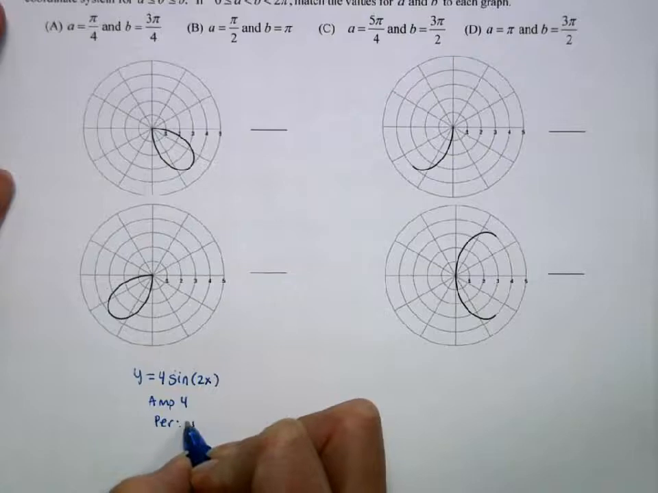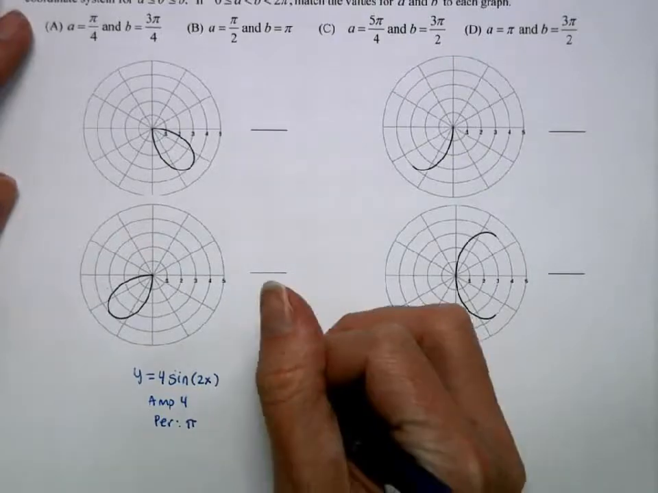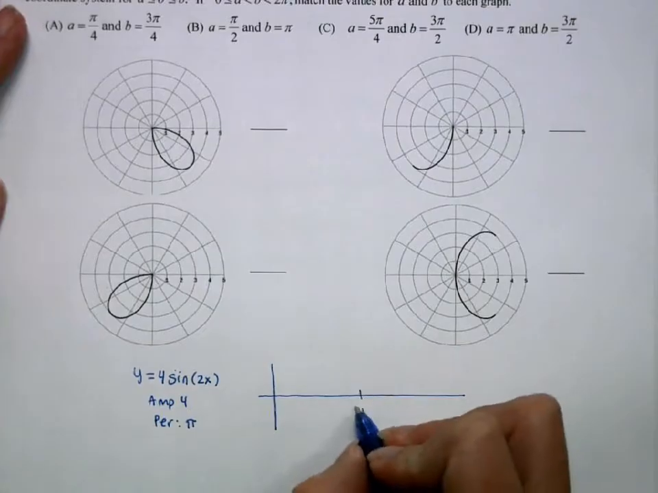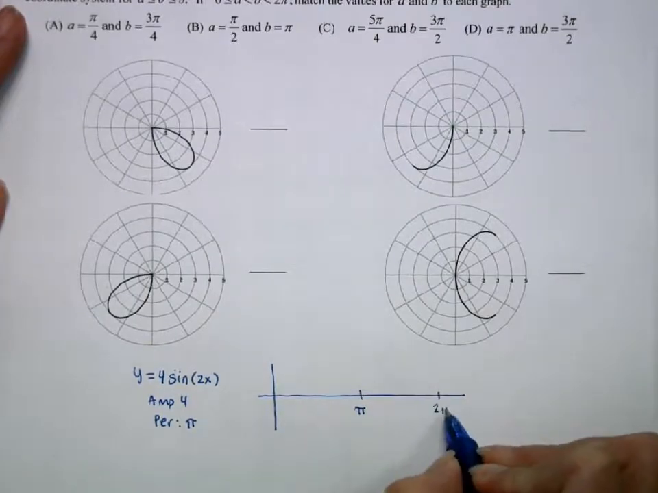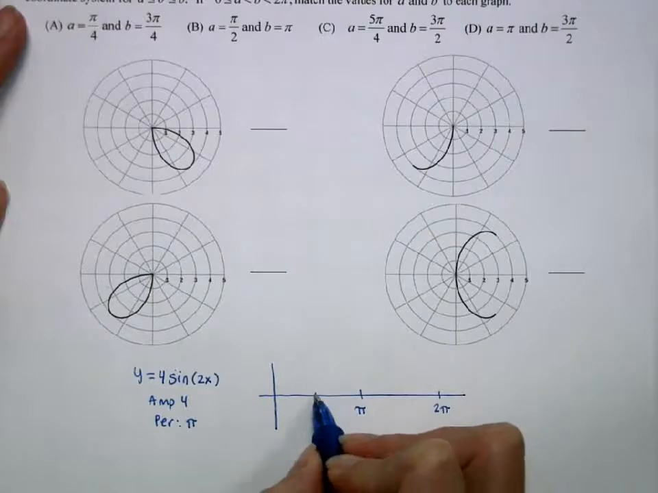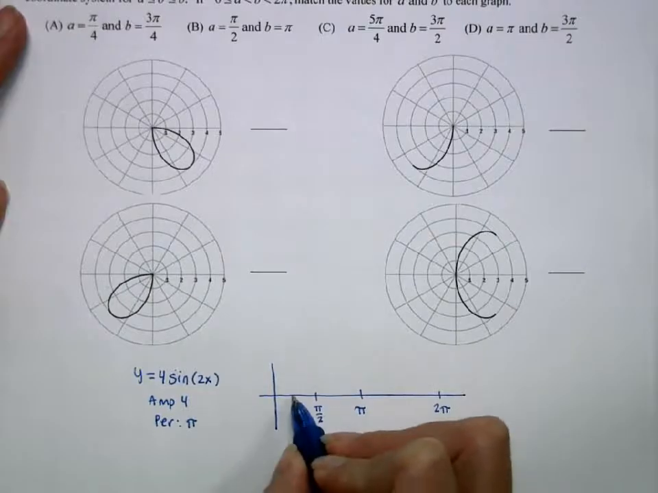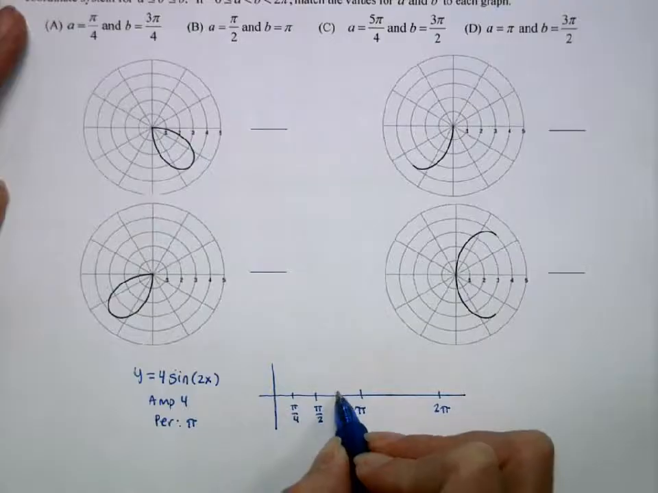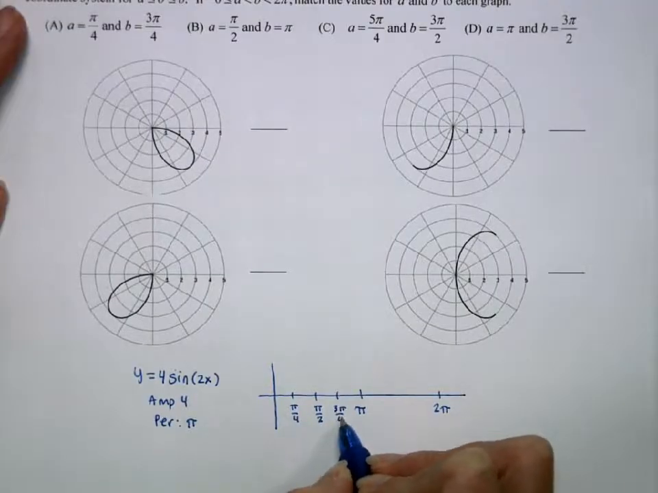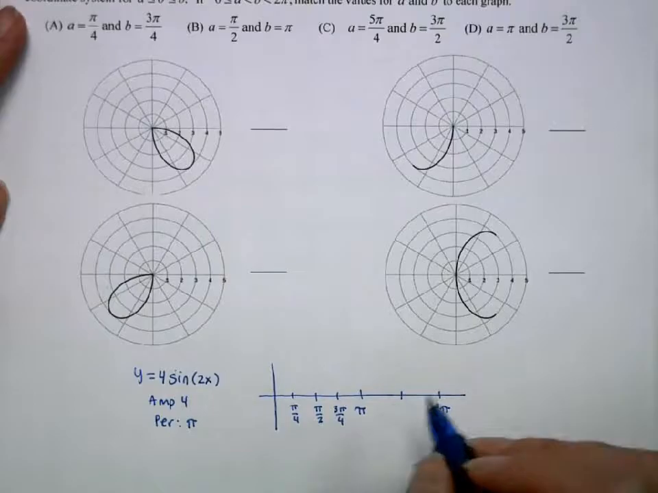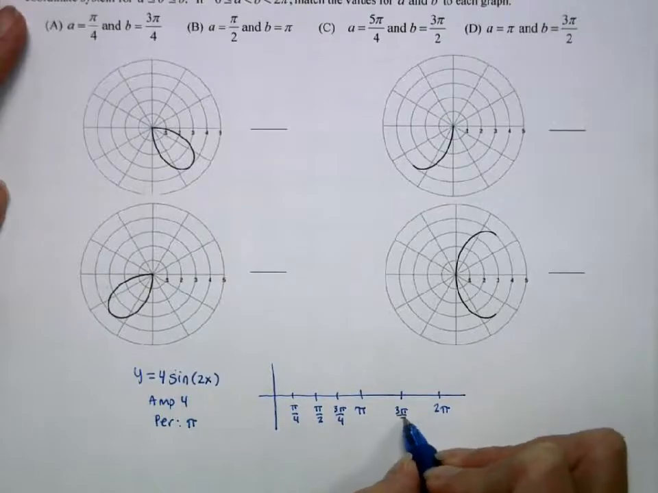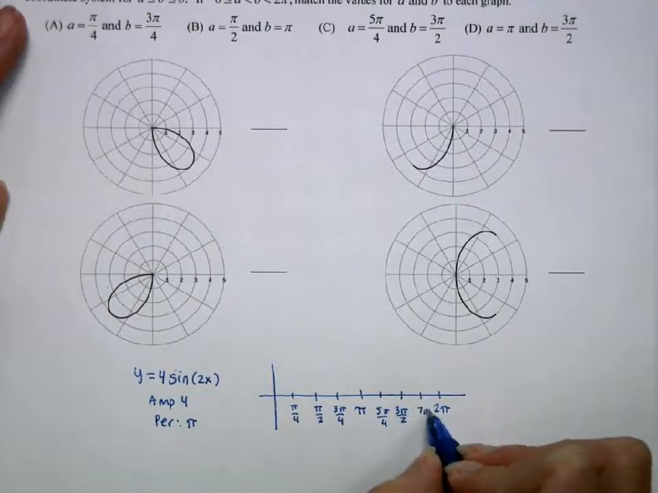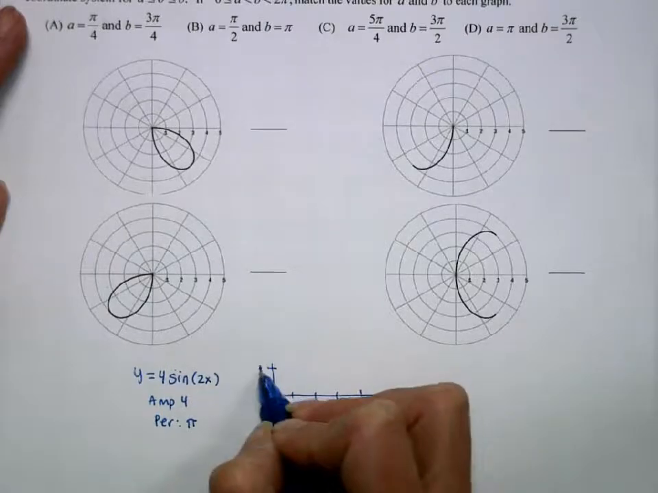I'm going to graph 2 cycles of this, so in pi and then out to 2 pi. So I'm going to cut this up into 4 pieces, so cut that in half to get pi over 2, cut that in half to get pi over 4, 3 pi over 4, and then we'll do the same thing here. This will be 3 pi over 2, 5 pi over 4, and 7 pi over 4. Okay, so I'm graphing a sine curve, which starts at the midline and goes up.